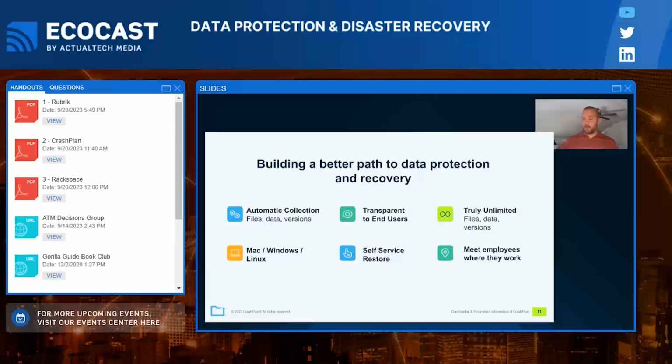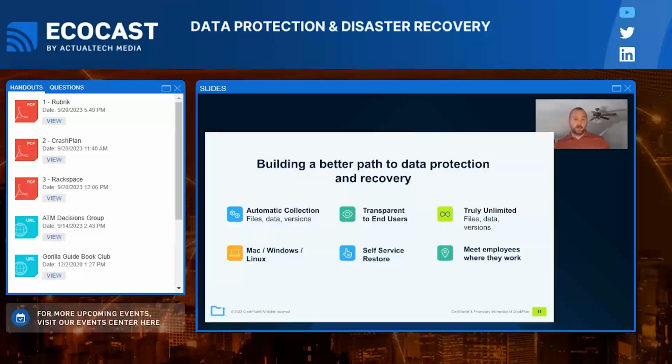Another value of CrashPlan is we truly allow unlimited backup. So every version of that file is sitting in our product. If you get ransomed today and you know that your last backup was an hour ago of that file, because that's when you last touched it, you can roll back to that file. You can restore to just that point and know that you have a valid file. We support Mac, Windows, and Linux, so you can choose the operating system that you're most comfortable with and back up your files.